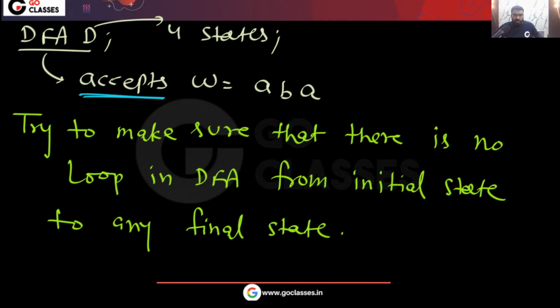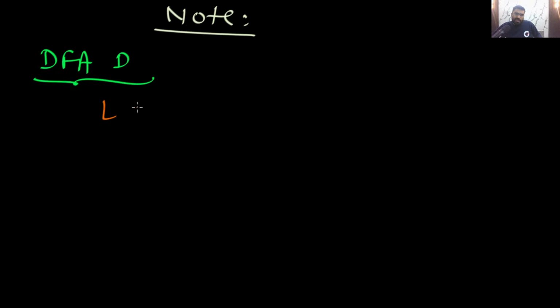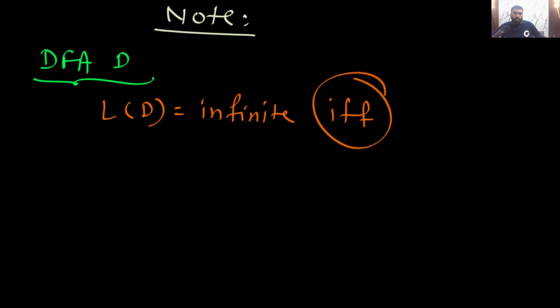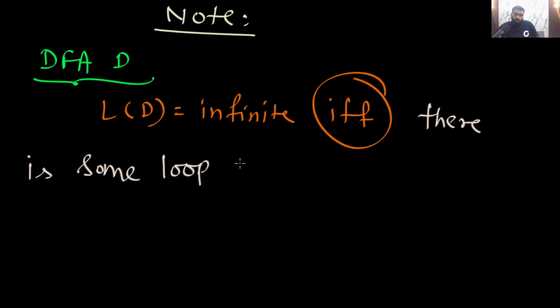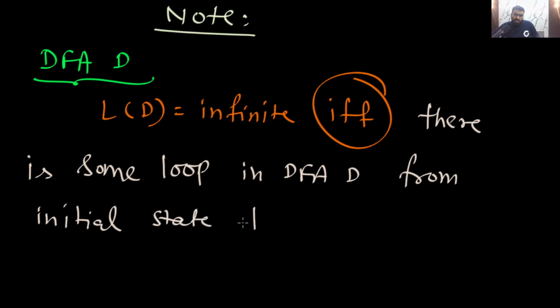Because remember, please understand this property: if you have a DFA D, then the language L(D) will be infinite if and only if there is at least one loop in the DFA on the path from the initial state to some final state.